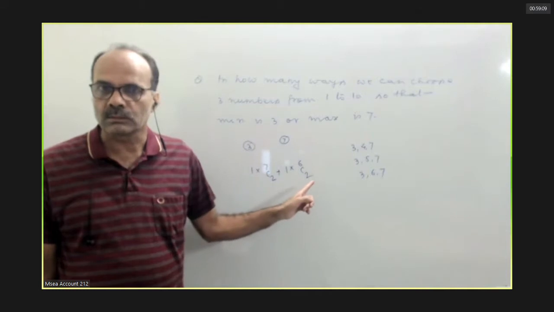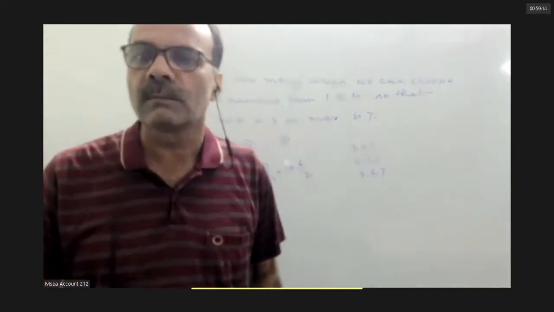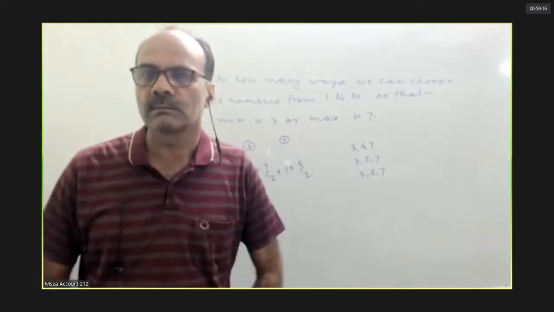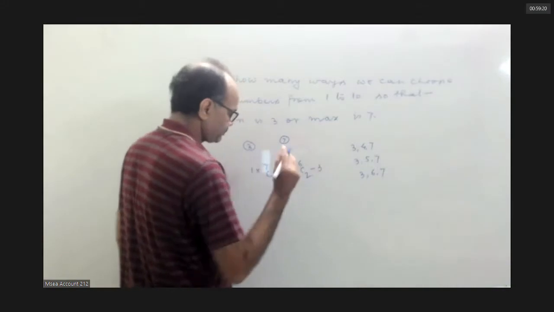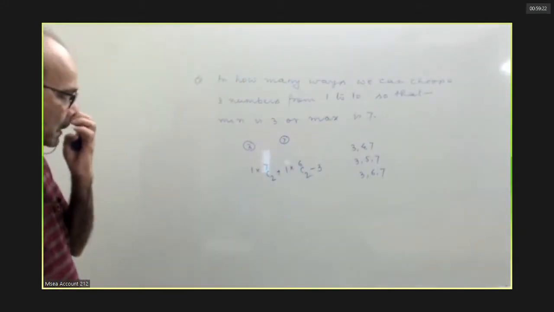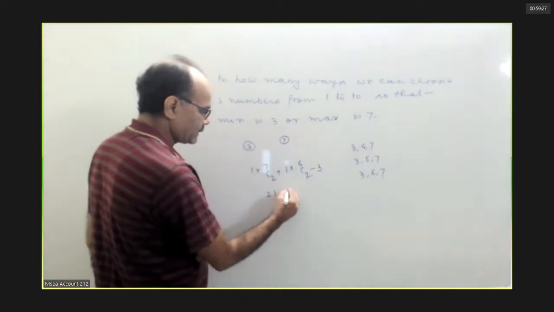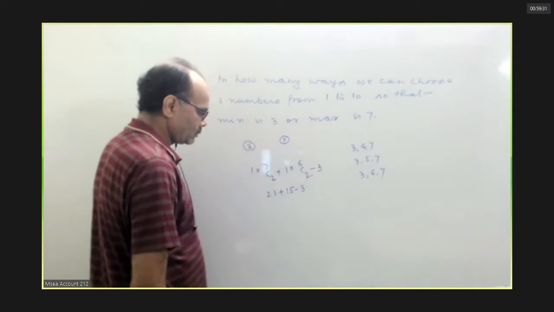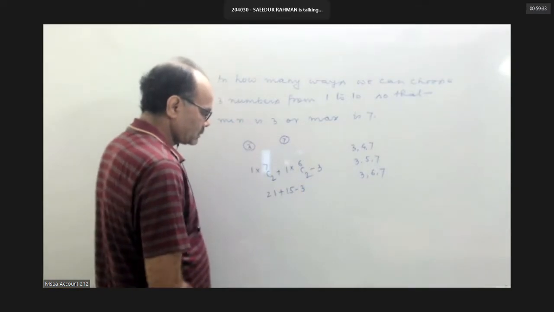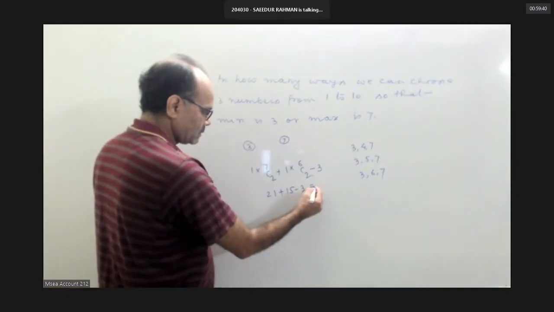So subtract one time. Minus how much? Minus 3. Understood? How much is it? 21 plus 15 minus 3. 33, no? So 33.